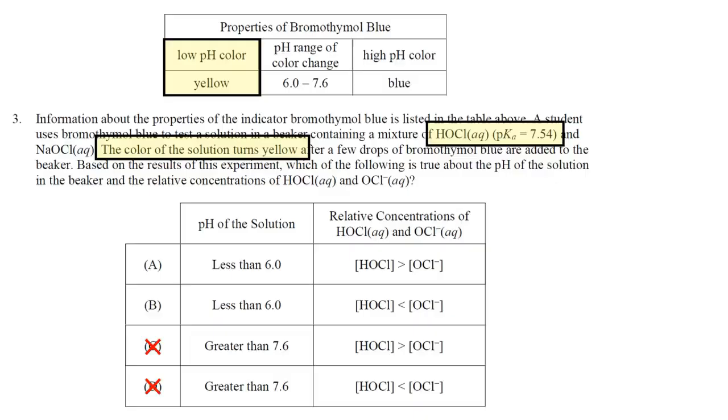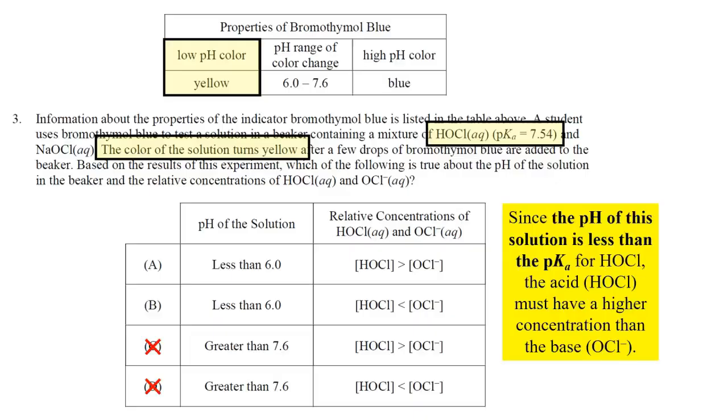So how does a pH of 6 compare with a pKa value of 7.54? Since the pH of this solution is less than the pKa for hypochlorous acid, then that means that the acid, HOCl, must have a higher concentration than its conjugate base, OCl minus. So based on that information, the correct answer to question 3 is choice A.